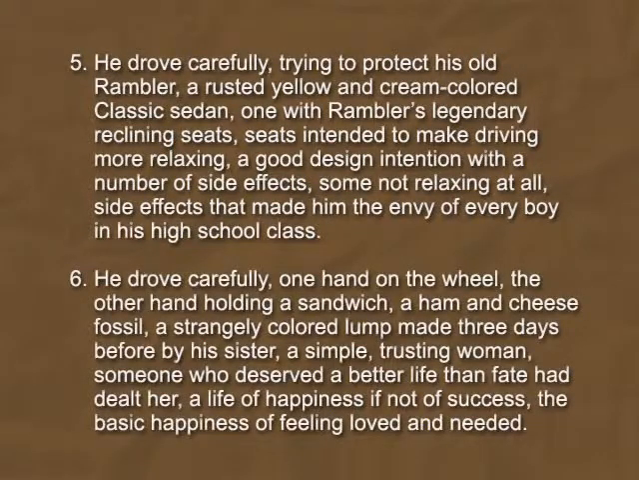He drove carefully, one hand on the wheel, the other hand holding a sandwich, a ham and cheese fossil, a strangely colored lump made 3 days before by his sister, a simple, trusting woman, someone who deserved a better life than fate had dealt her, a life of happiness, if not of success, the basic happiness of feeling loved and needed.